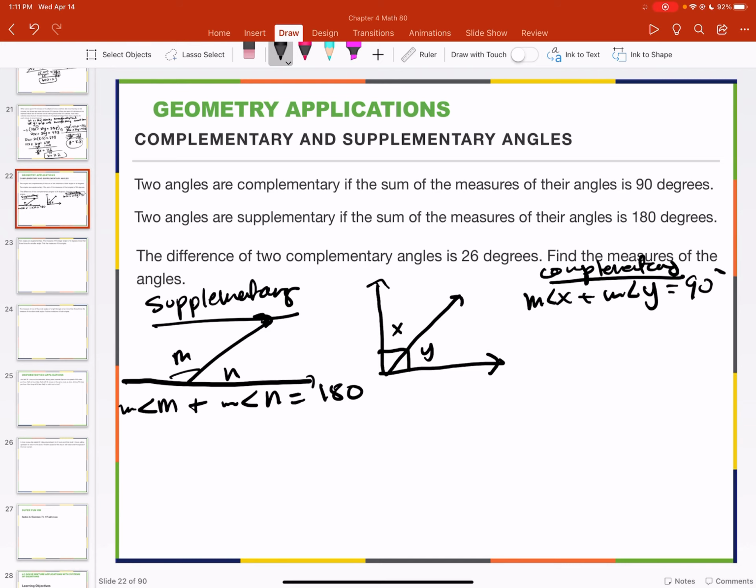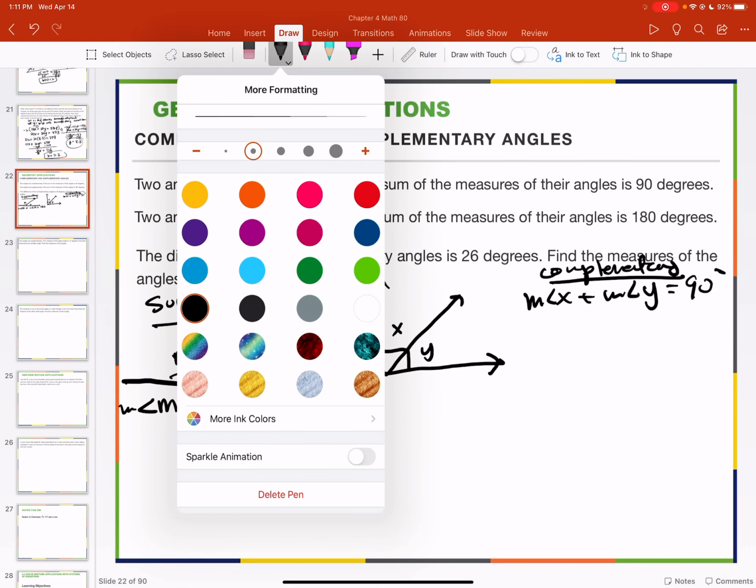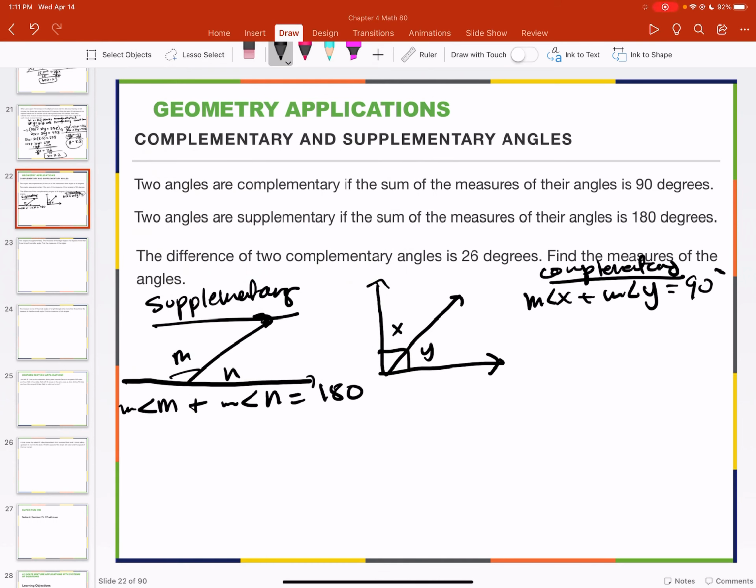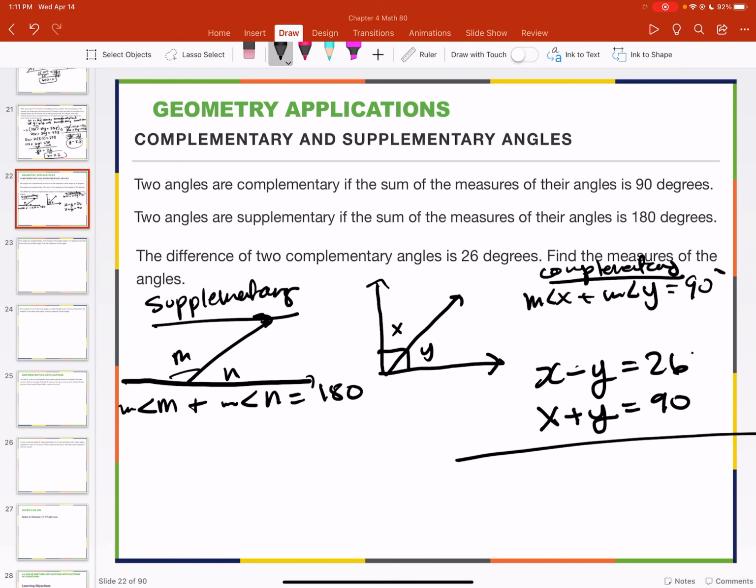The difference of two complementary angles is 26 degrees. So the difference, let's say x minus y, is equal to 26. Then because they're complementary, I know that x plus y is equal to 90. So see there, I have a system of linear equations. And notice that you have negative y and positive y. You can already add them together. These cancel out. You get 2x is equal to 116. Divide by 2, we get x is equal to 58.